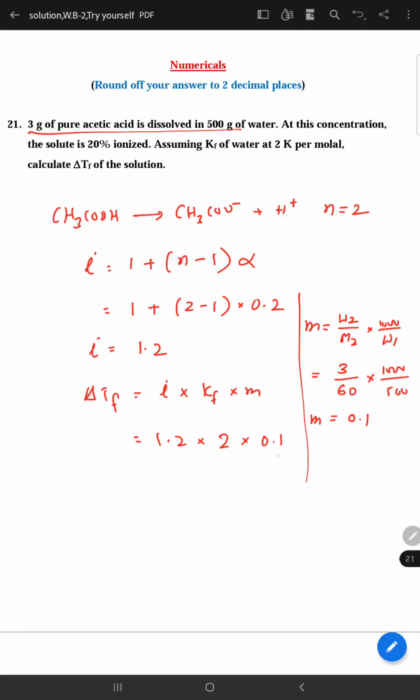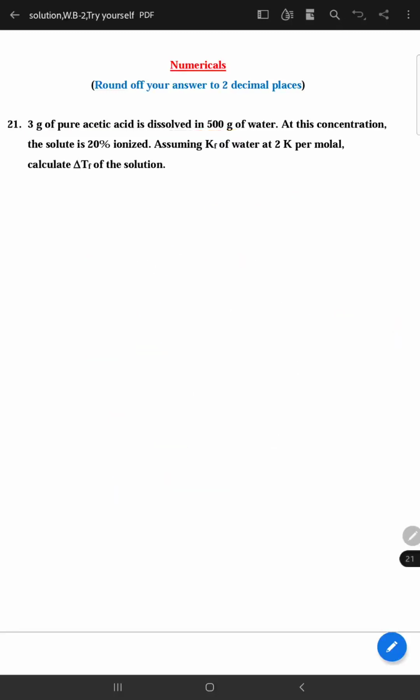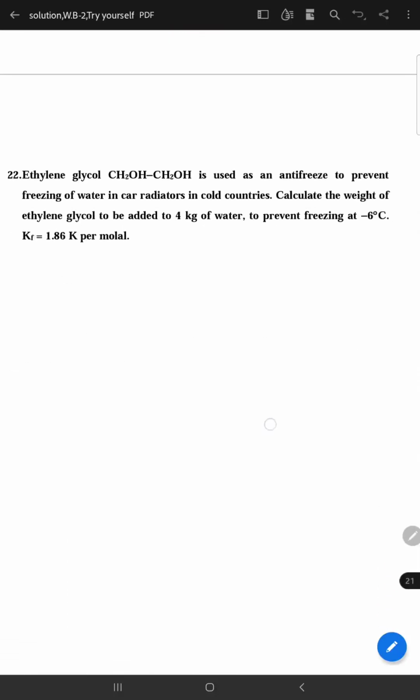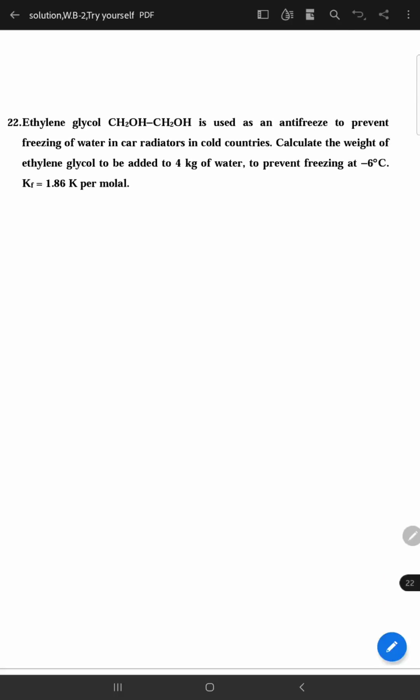So I have substituted that molality as 0.1 here. So you will get depression in freezing point as 0.24 Kelvin. So 0.24 is the answer for question number 21. Now I will move on to question number 22.